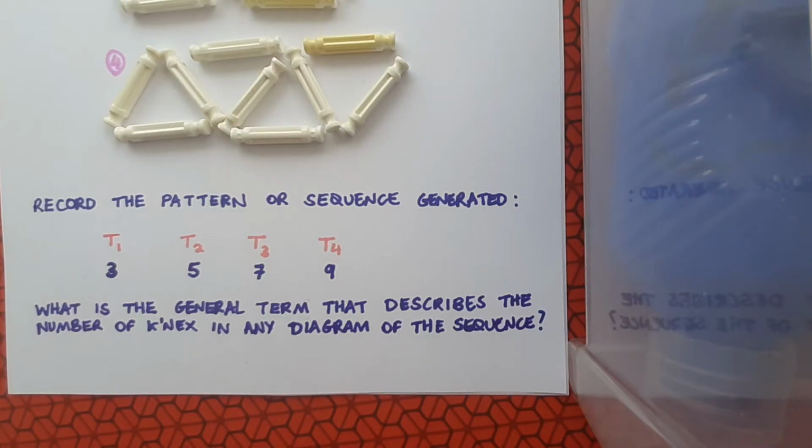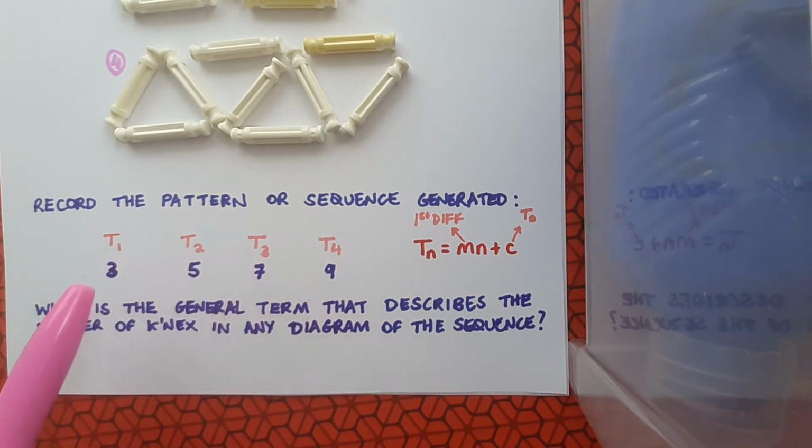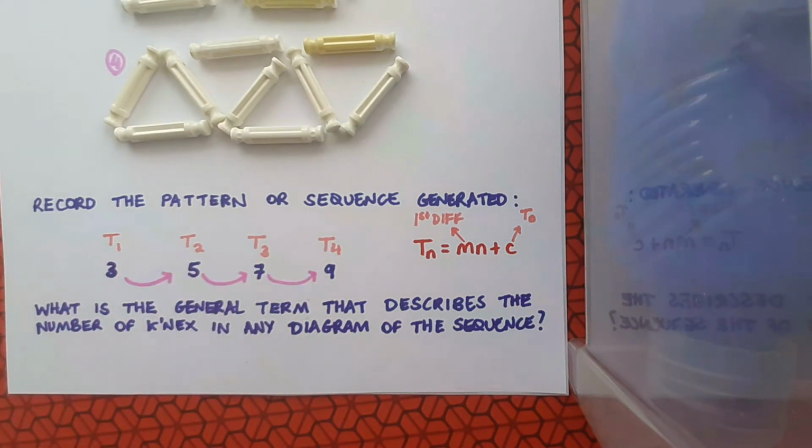Next, I want to find the general term that describes the number of K'NEX in any diagram of the sequence. So this is just a question of finding Tn. We've looked at this in a previous video, so you may remember that the structure of Tn for a linear sequence is Mn plus C, where M is the first difference and C is term 0. So we'll go to our recorded pattern and we'll work out both of those pieces of information.